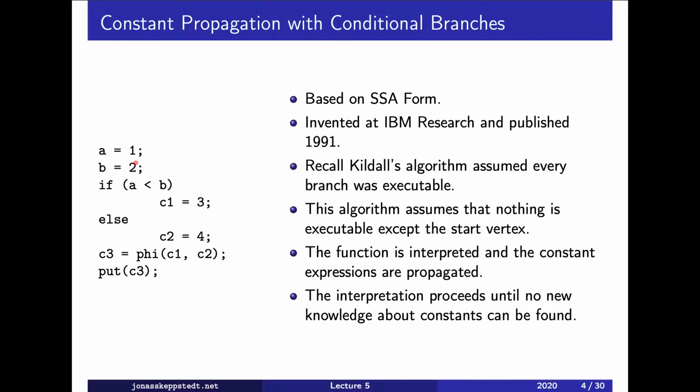But now when we interpret this if statement, we conclude that we will go to this part here since A is less than B. And then we will interpret this statement, so C1 will be 3. This one is not interpreted. And then when we come to the phi function, the key idea is to ignore this operand because it has not been executed and it will not be executed as far as we know for the moment.